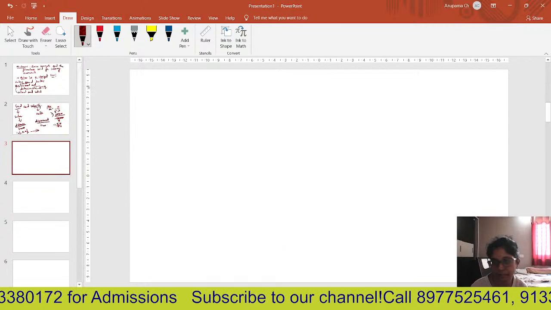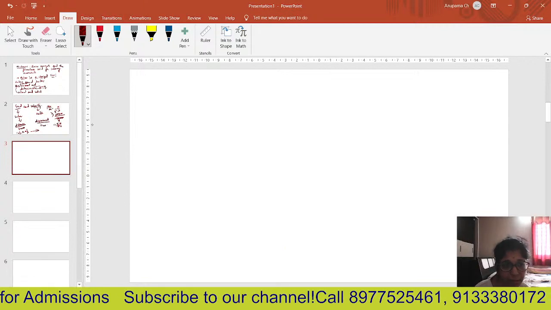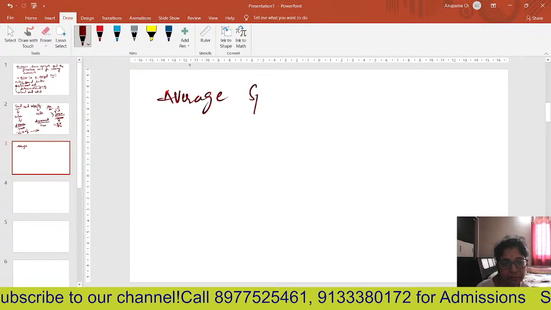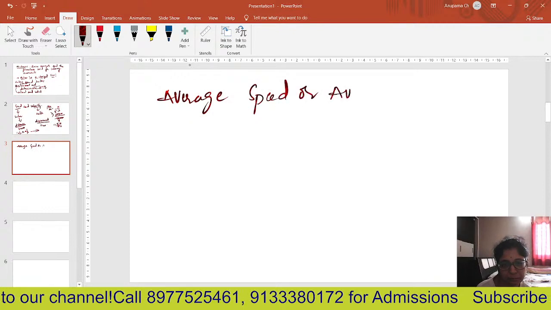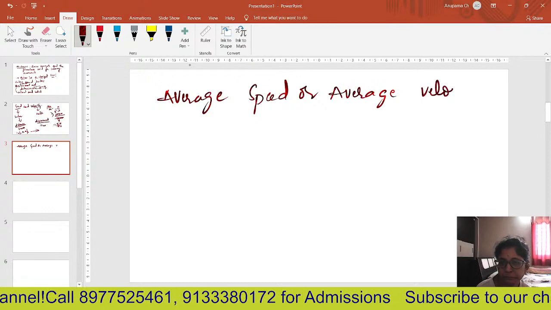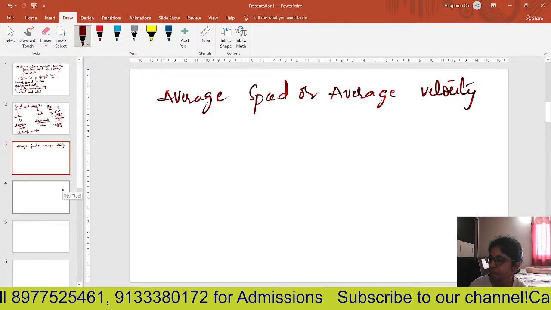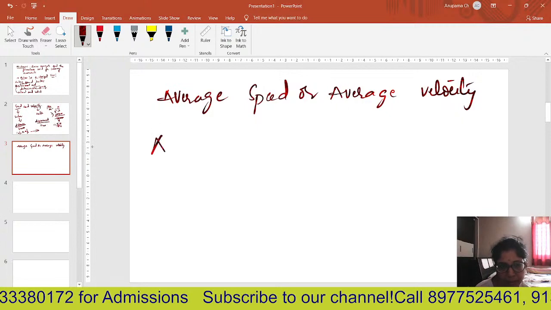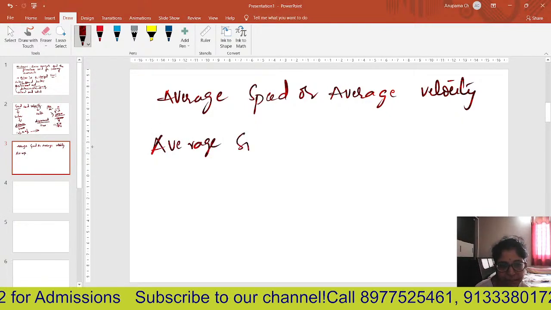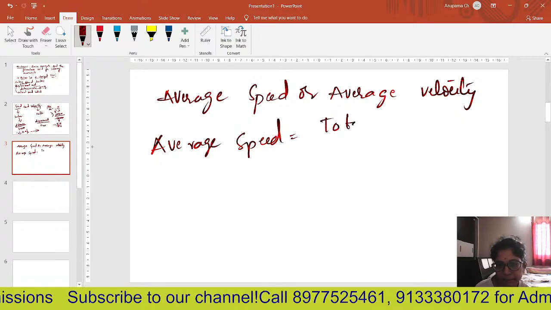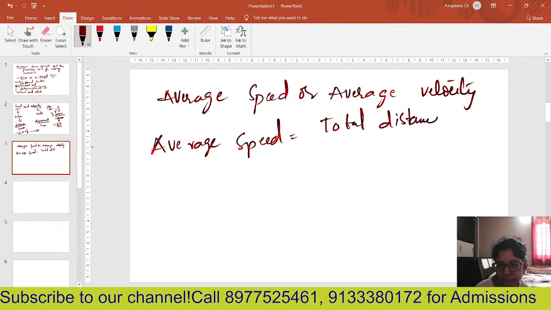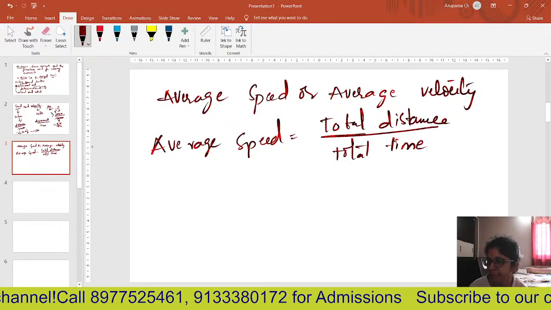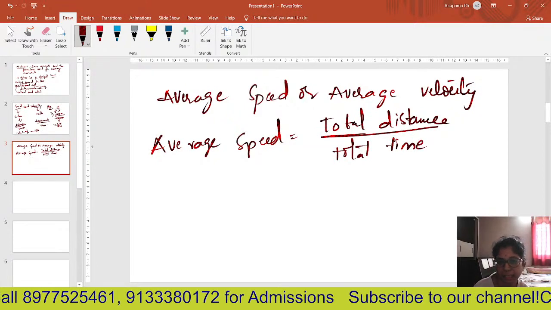The next one we have is the types of speeds: average speed or average velocity. The formula for average speed is equal to total distance by total time. So this is about average speed.